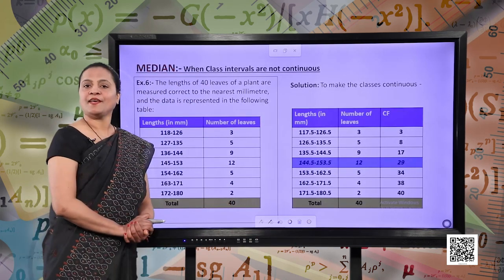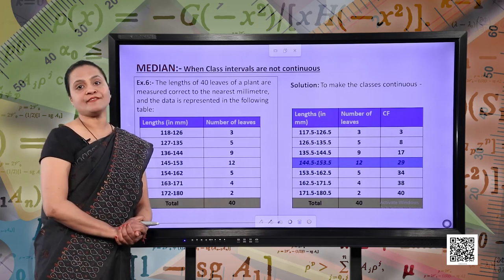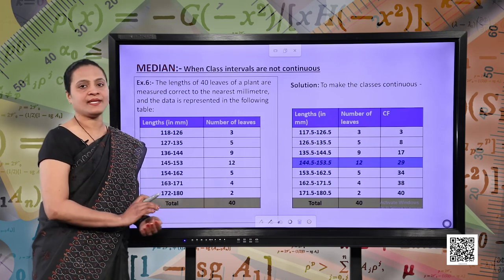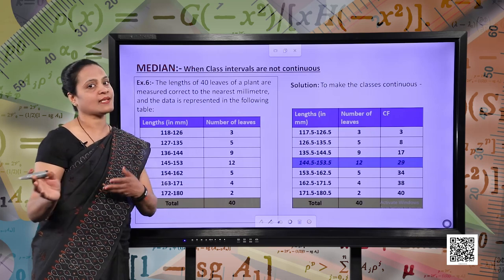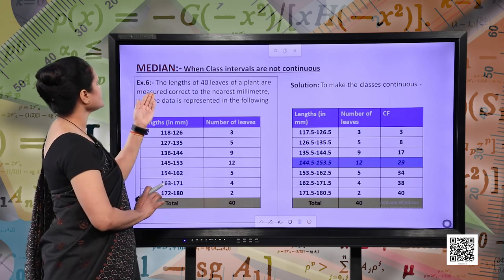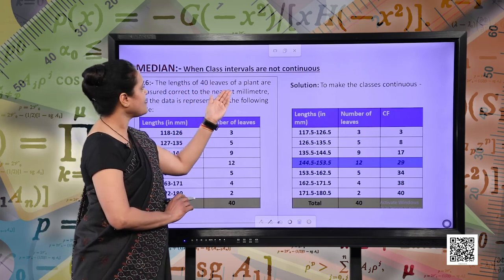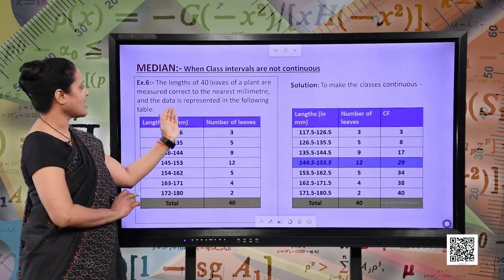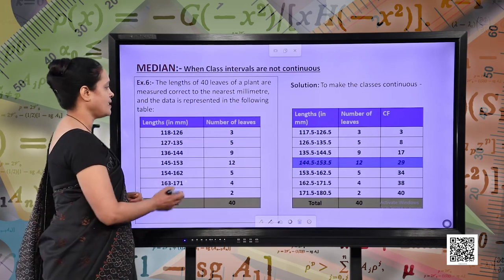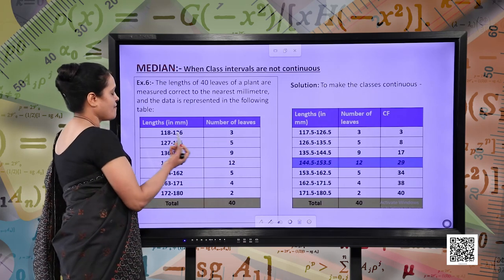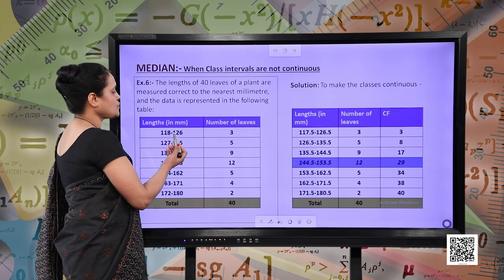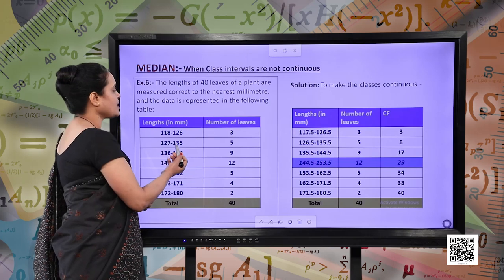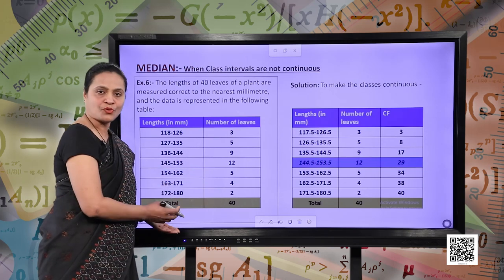Let us take another question in which the class intervals given to you are not continuous. I will explain how to convert these class intervals into continuous class intervals. So, your question is, the lengths of 40 leaves of a plant are measured correct to the nearest millimeter and the data is represented in the following table. You are given that there are 3 leaves which have length from 118 to 126 millimeter. There are 5 leaves having length 127 millimeter to 135 millimeter and so on.